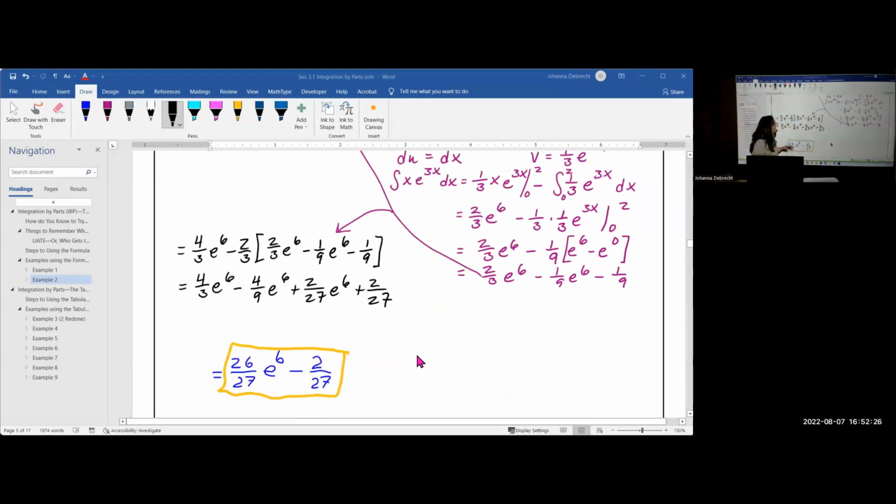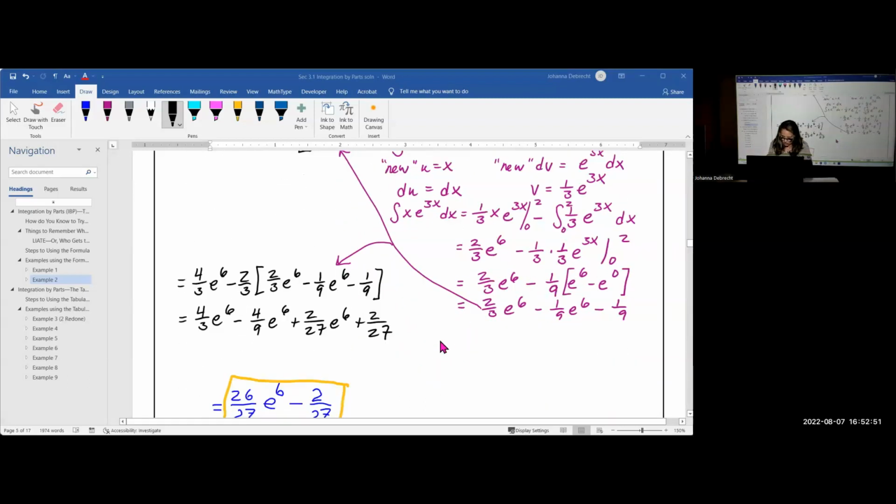And when we're done, we end up with 3 terms that are all e to the 6th terms. So don't forget to combine your like terms and add the fractions 4/3 minus 4/9 plus 2/27 to come up with 26/27 e to the 6th. Oops, and I have a sign error somewhere. I think I must have a sign error down here. It should be plus 2/27, or I've messed up a sign somewhere else.